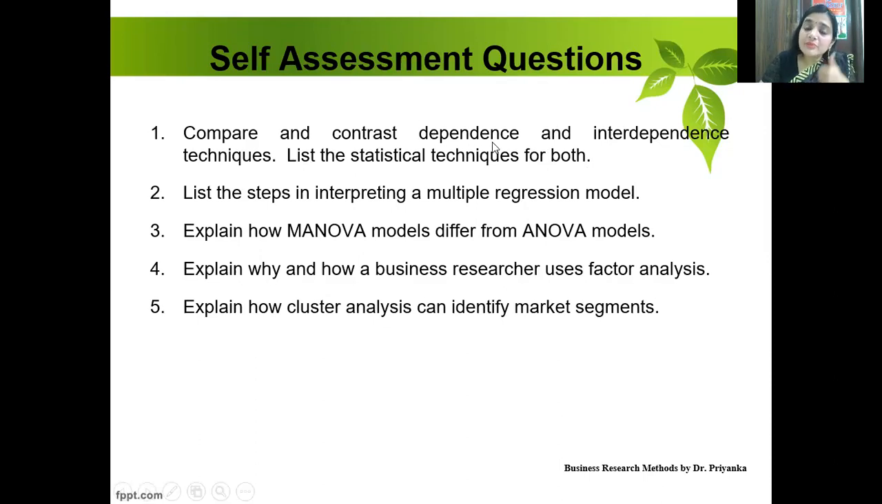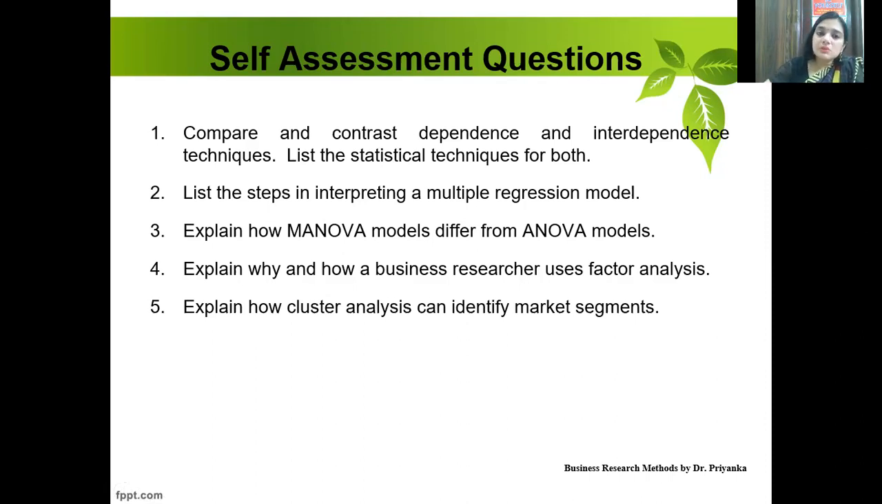Then when you have one dependent variable, when you have two dependent variables, when you have several dependent variables, and when you have several dependent and independent variables, you can categorize it like this, again in the form of metric and non-metric data as well. List all of them and then define them in single lines. Then interdependence techniques, you list all of them and then define them one by one. Then second is, list the steps in interpreting a multiple regression model. How would you interpret a multiple regression model?